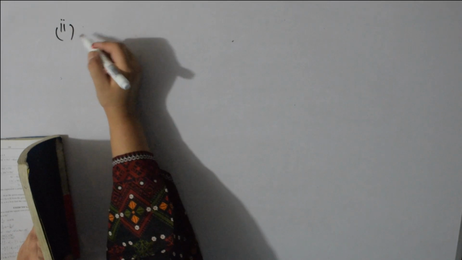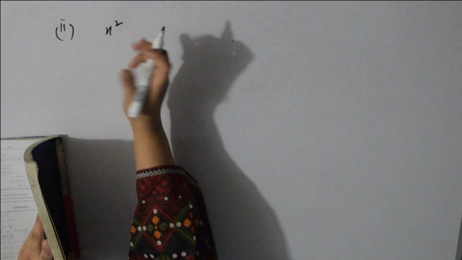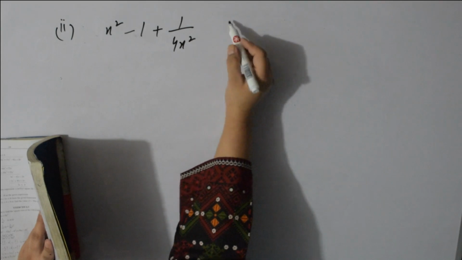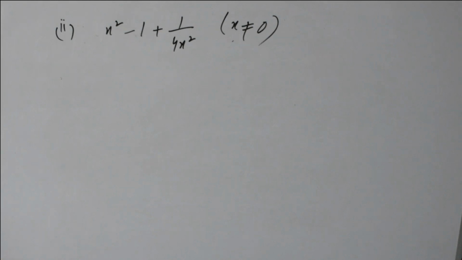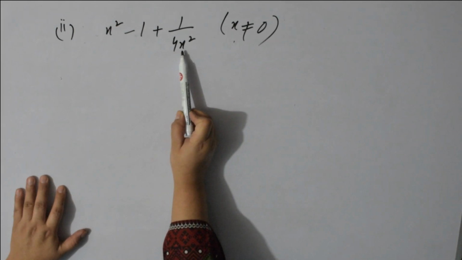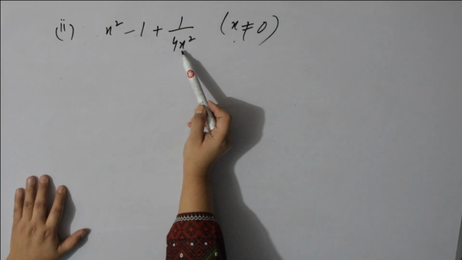Okay, second part is, students, where is my book? Second part is 4x square minus 1 plus 1 upon 4x square, and they have given you that x is not equal to 0. Obviously students, what is the reason they have written over here x is not equal to 0? It means when you put x equals 0 in the denominator, 1 upon 0 means undefined.